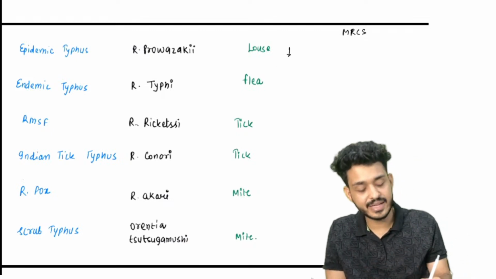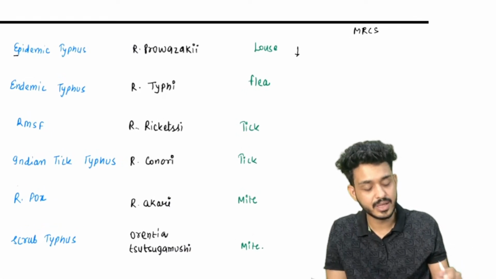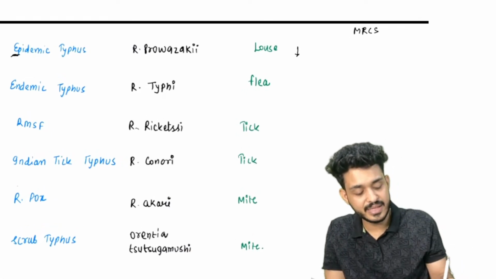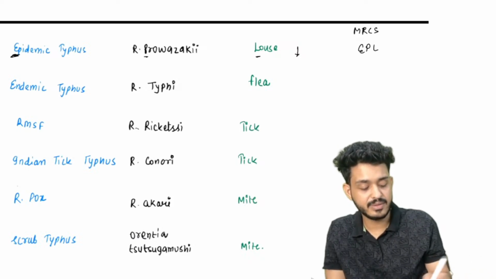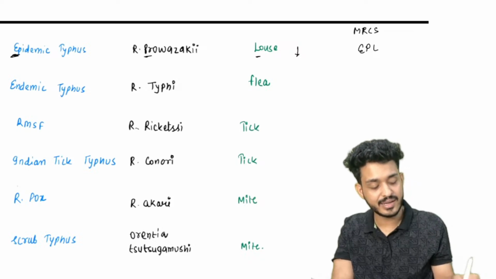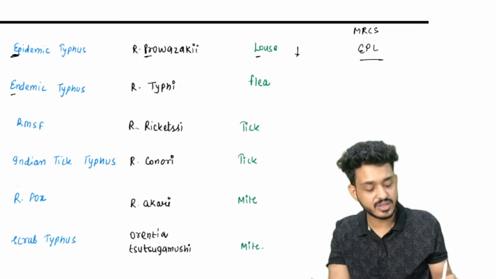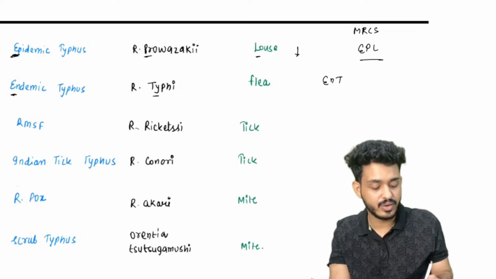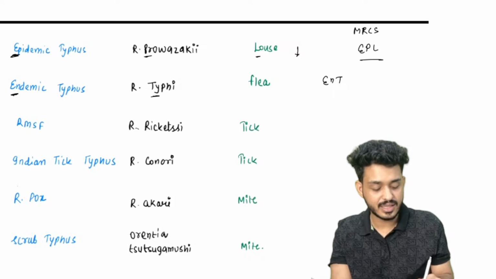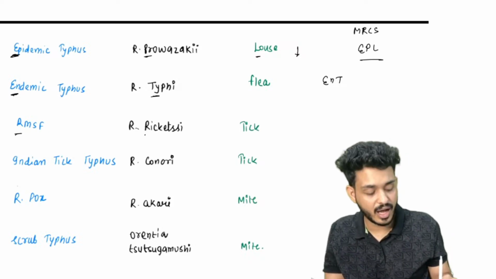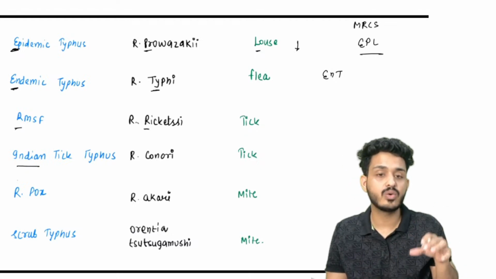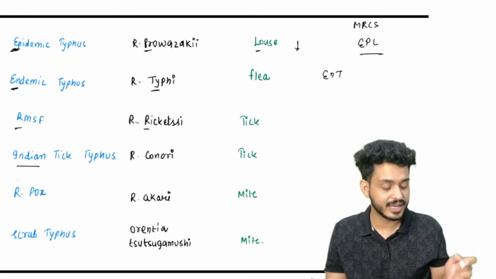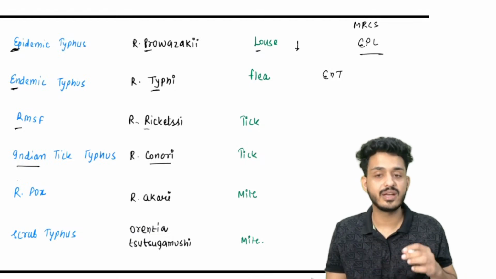Okay, second thing, how do we associate them? Epidemic will be Prowazekii, and you can remember EPL. Second one you can remember ENT. Endemic will be typhi. Third one, Rocky Mountain, R for Rocky, R for Rickettsii. India, you will be finding India in the corner of the map. So that is your conorii. India will be in the corner.